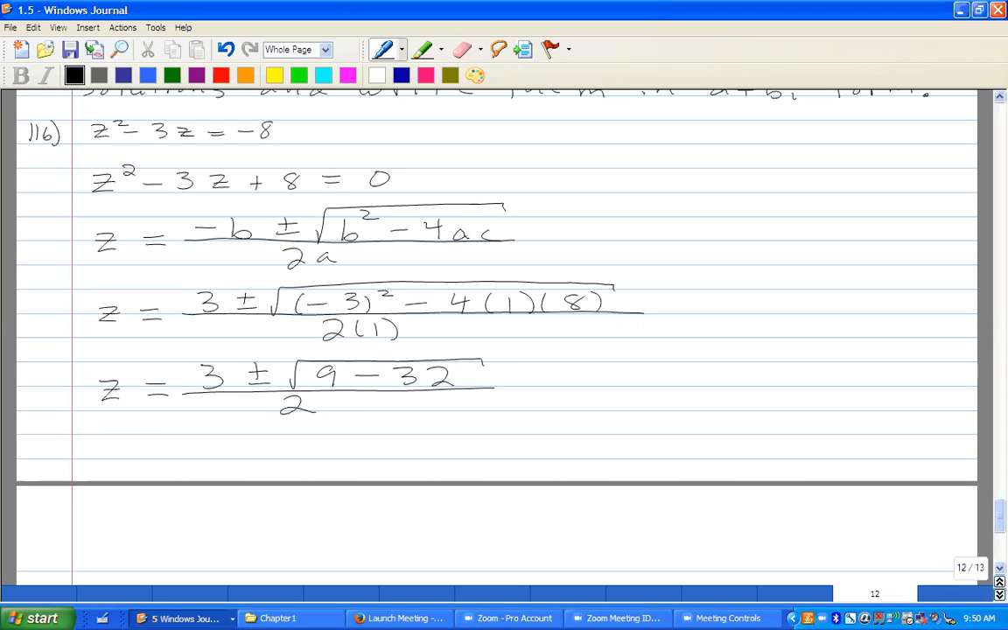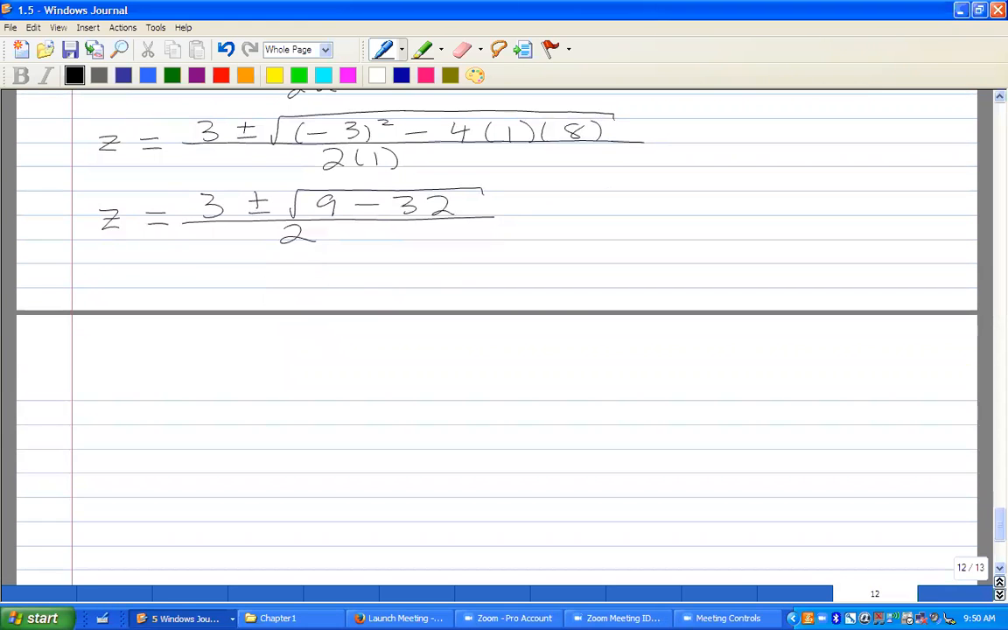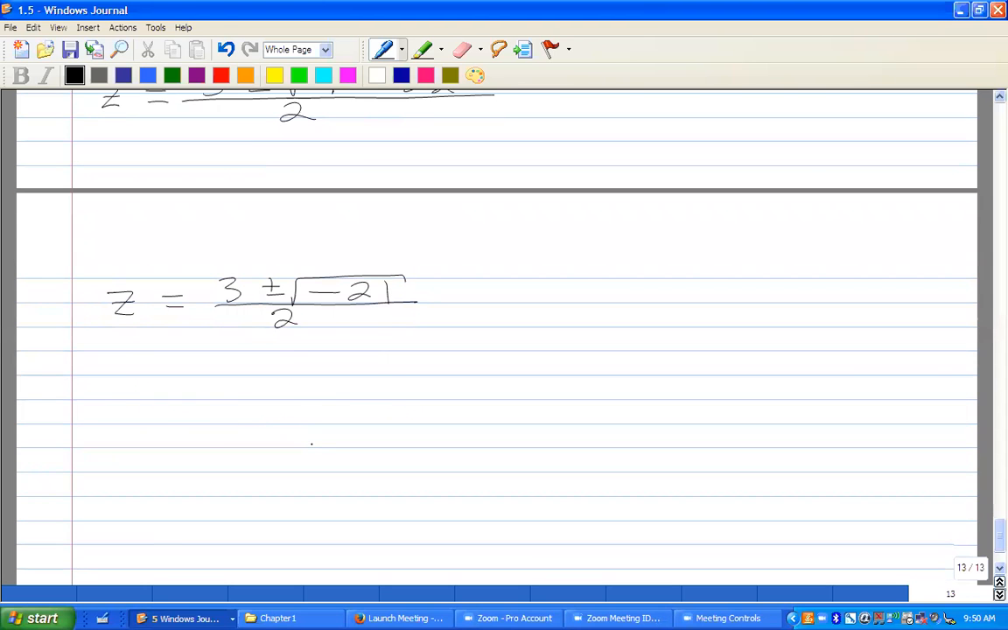Well, 9 minus 32 is negative 21. The square root of a negative number is just I times the square root of that number. So it's 3 plus or minus I rad 21, all over 2. I really can't do anything with rad 21. And this is my answer.